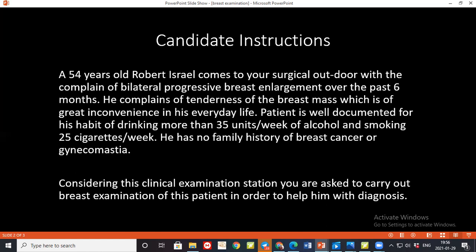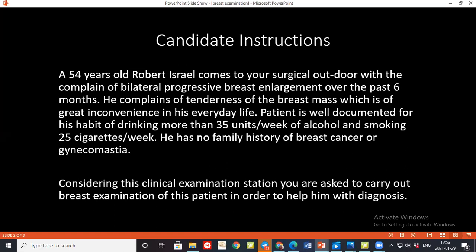Okay, after entering the room, I'll wash my hands and introduce myself to the patient and confirm the age and the name of the patient. And then I'll take the permission from the patient to examine his breast. That would include looking at the breast, placing a hand on the breast to feel and assess the breast tissue, and examine the glands of the armpit and neck.